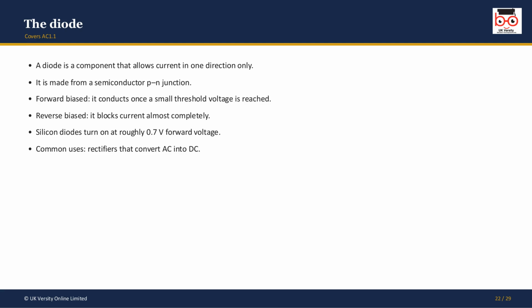A diode is our first component that behaves quite differently in each direction. It only allows current to flow one way. It's built from a semiconductor PN junction. When it's forward biased, it starts to conduct once a small threshold voltage is reached, and when it's reverse biased, it blocks the current almost completely. For a typical silicon diode, that turn-on point is around 0.7 volts, and one of their most common jobs is rectifying, turning AC into DC.